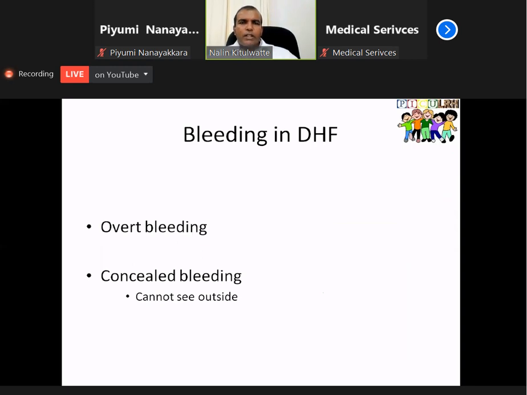Right. So then about bleeding. What about bleeding? Bleeding in dengue may be 2 different scenarios. One is overt bleeding. You can see the blood. It may be hematemesis, melena, some kind of that type of bleeding. You can see the bleeding. But most of the time it's concealed bleeding. You cannot see blood outside. So what we are thinking is this bleeding is at the tissue level. So how can you detect this type of bleeding?